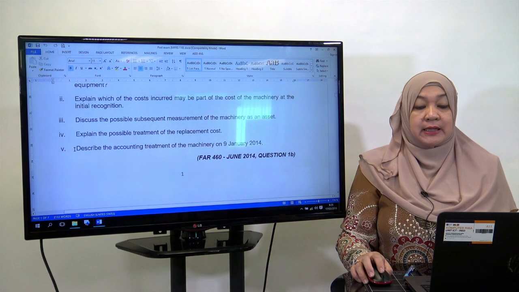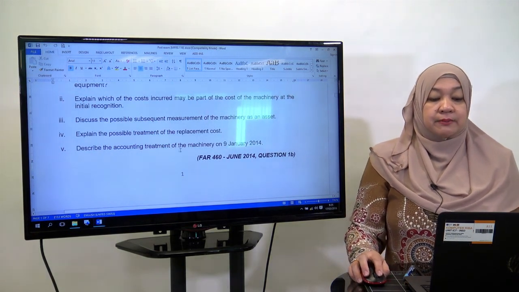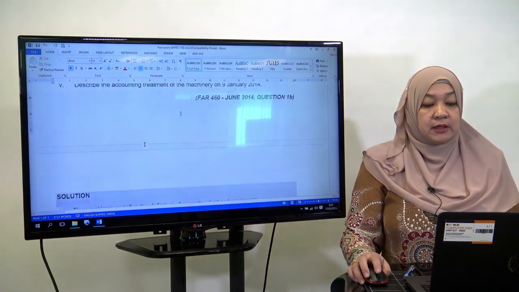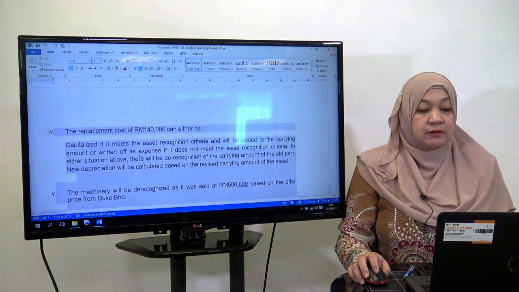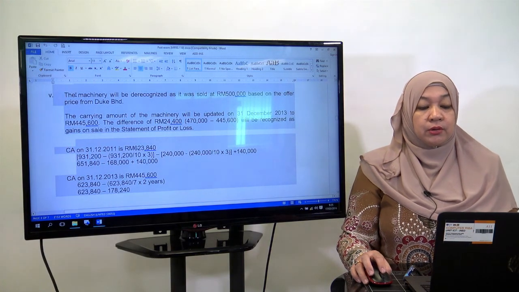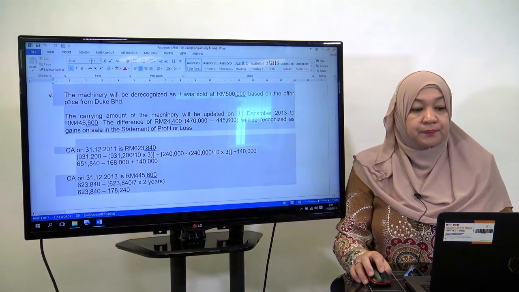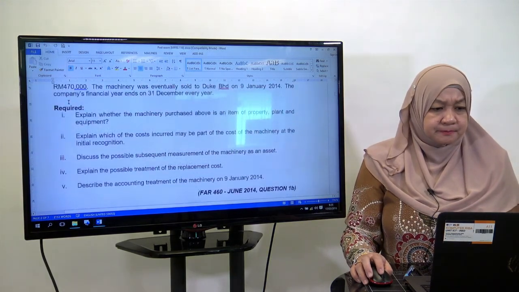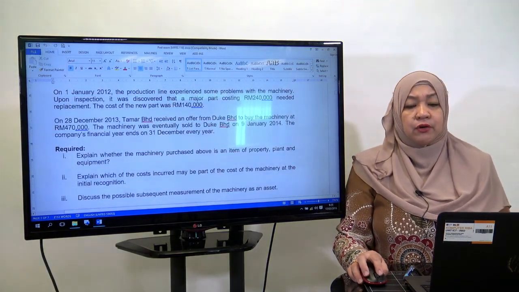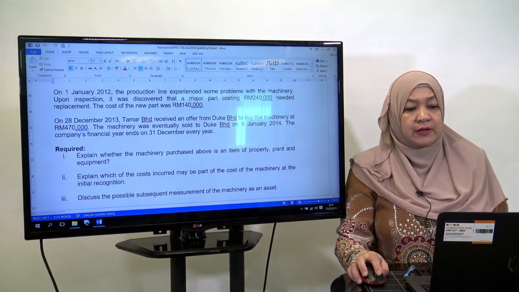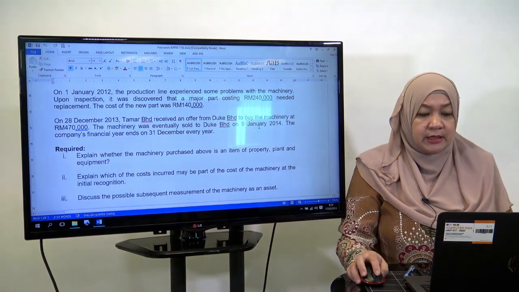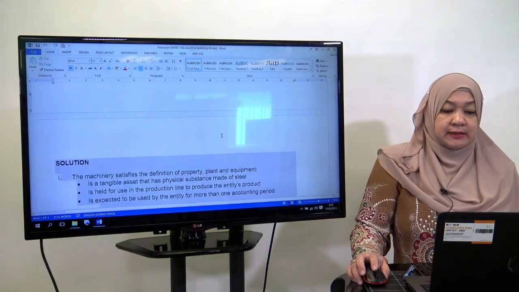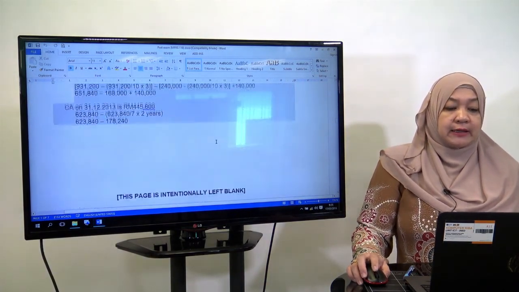And the last part is describe the accounting treatment of the machinery on 9 January 2014. Okay, so the accounting treatment of the machinery. Now the old parts on 9 January, they received an offer from Duke, right? So eventually they sold the asset on 9 January. So what we need to do is we have to de-recognize the asset.